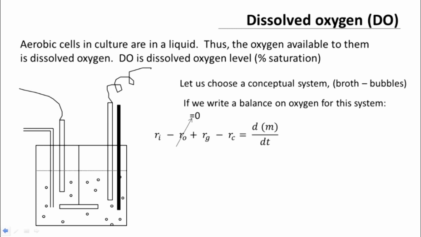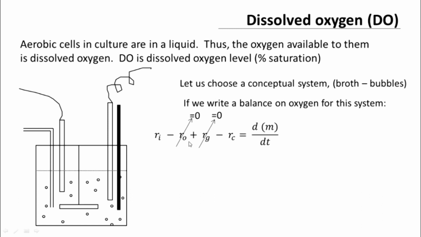For oxygen to go out of the liquid broth, you need to reach supersaturated conditions. Assuming that we are not going to operate at supersaturated conditions, we will say that for our purposes, the output rate of oxygen from our system, which is broth minus bubbles, is going to be 0. That's how we set this to be 0. There is of course an input rate which is from the gas bubbles to our system, which is the liquid broth.